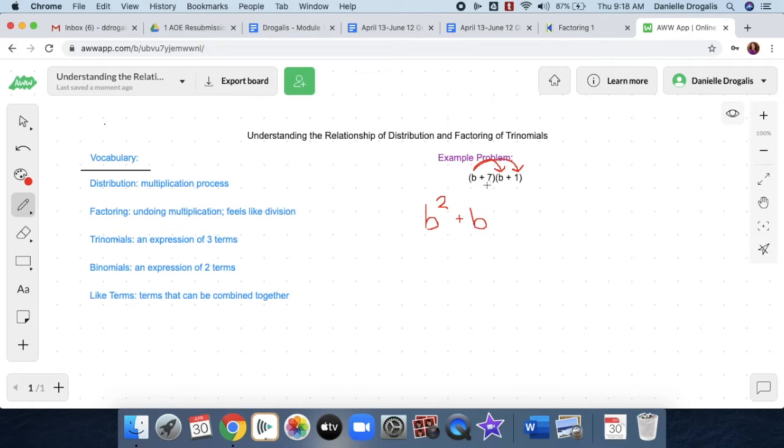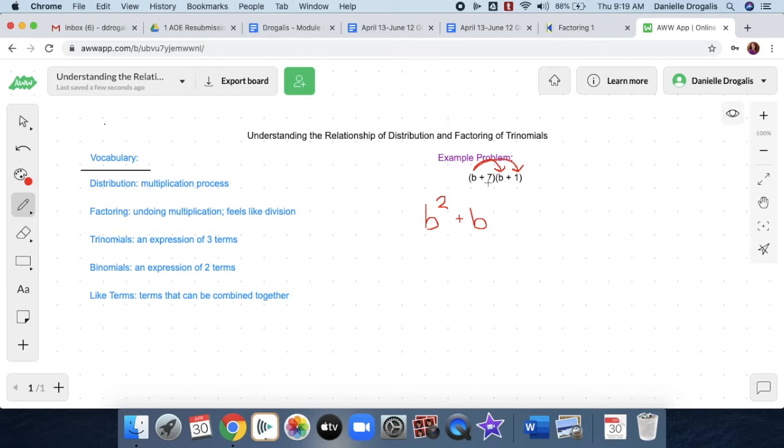And now I'm going to, notice I've distributed this b the maximum amount of times that I can do that, right? I'm not distributing the b to the 7 within it, so you don't distribute within the same binomial. You just take one term from a binomial and combine it with the other elements of the other binomial until you've exhausted all unique combinations.